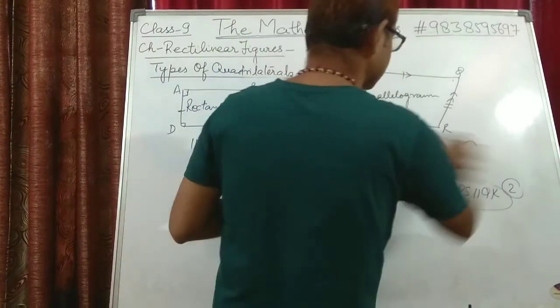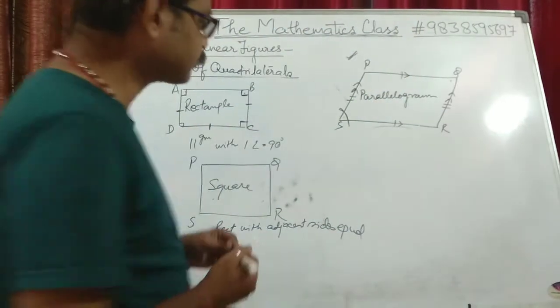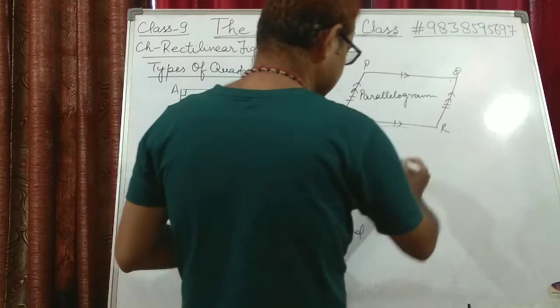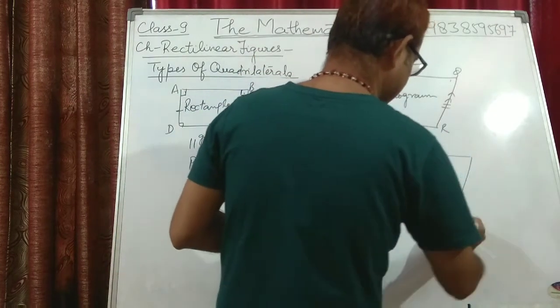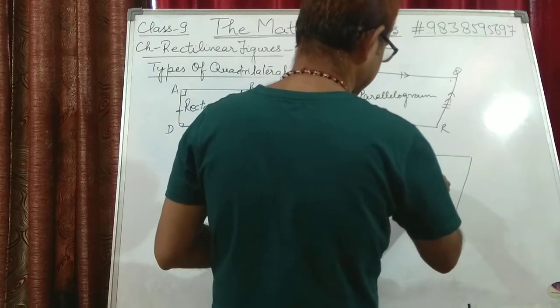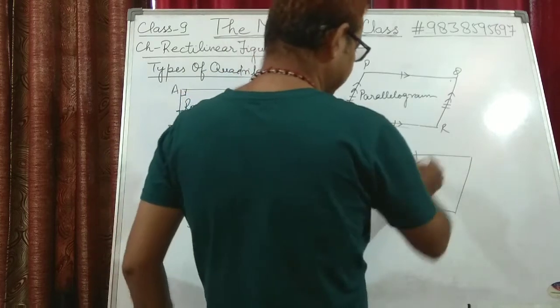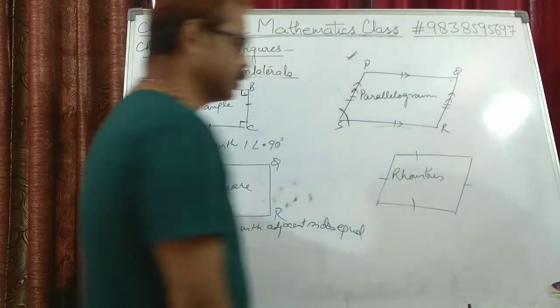We left the rhombus. Now a rhombus is again a parallelogram. But what is its property? This is a rhombus. A rhombus is a parallelogram with adjacent sides equal.